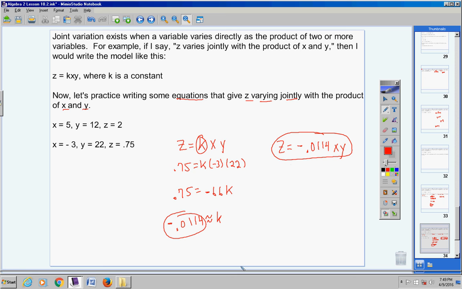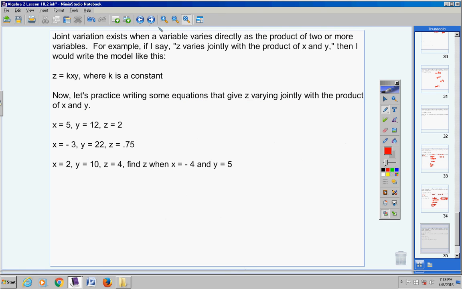Alright, we're just about done. Hang in there, okay? Now, let's do one more of these, but it's going to be a two-part problem, okay? So let's focus on the first part first. The first part is write a joint variation equation. So as soon as you hear equation, varies jointly with x and y, you think of this. C varies jointly with x and y.